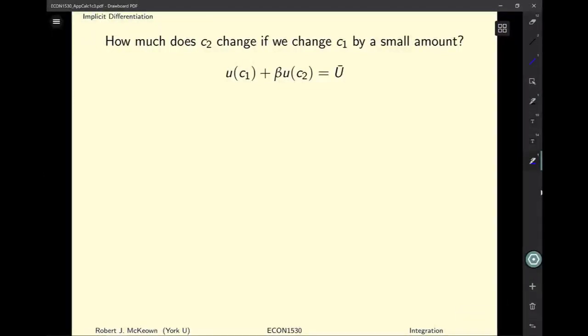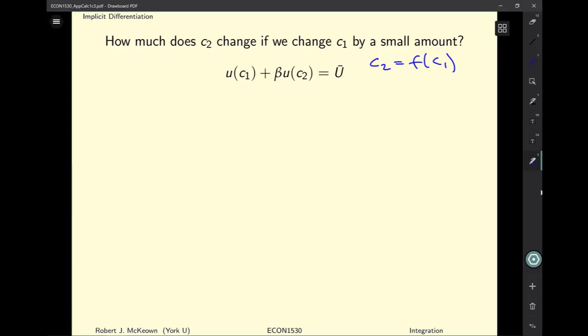Now the question we would like to answer is how much does C2 consumption in the future change if we change consumption today? We can answer this question, given this expression here, in a very general way by using implicit differentiation. We're going to recognize that C2 is in some sense a function of C1, and every time I take the derivative with respect to C1, it's going to change C2.